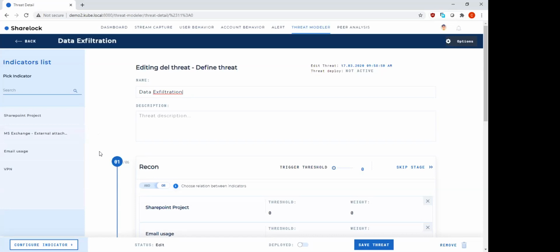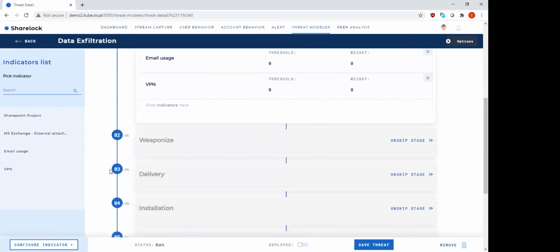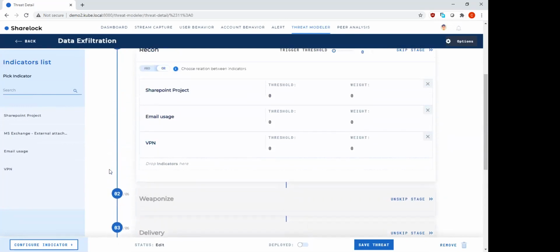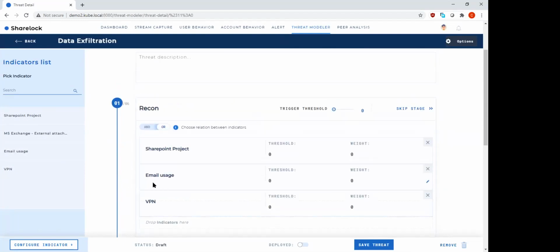Let's see, for example, the threat related to this data exfiltration scenario prepared for this demo. In the left part of the view, we can find the list of available indicators with a shortcut here to create a new one in case there is not what we need. The threat is a model of the kill chain of an attack, and the indicators can be added to the various stages of the kill chain to model attack steps.